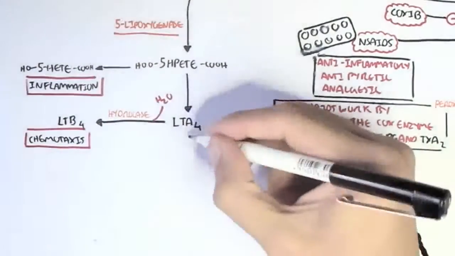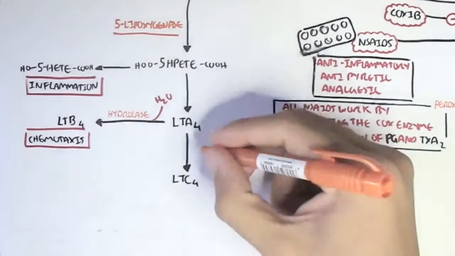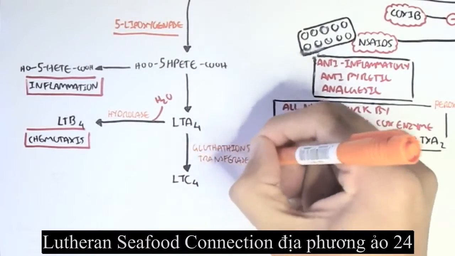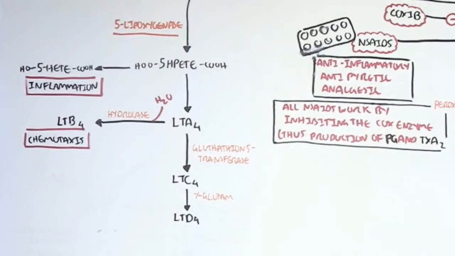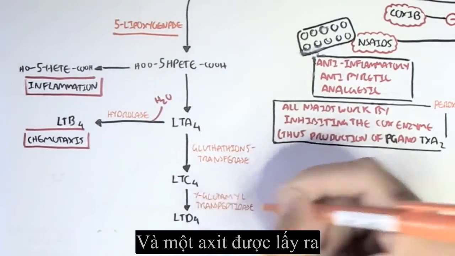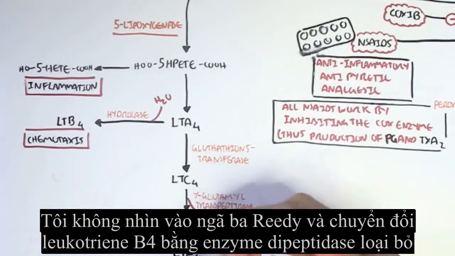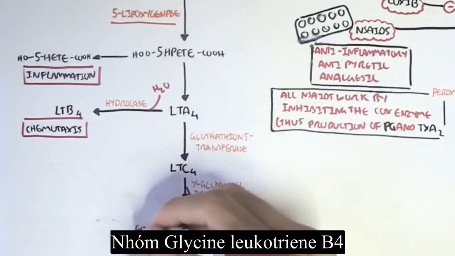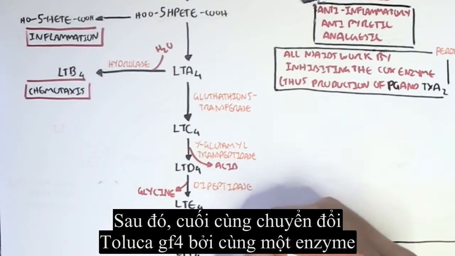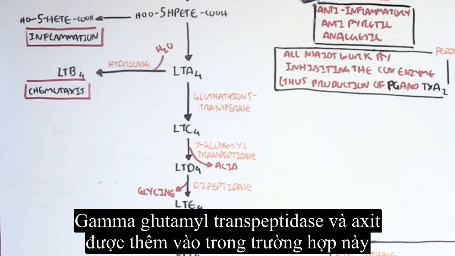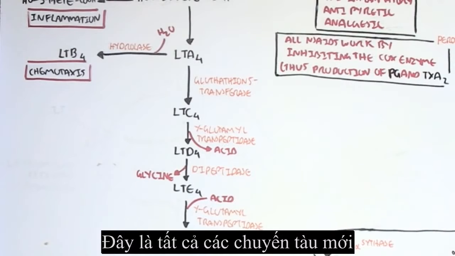Leukotriene A4 can also convert to leukotriene C4 by the enzyme glutathione S-transferase. Leukotriene C4 can then convert to leukotriene D4 by gamma-glutamyl transpeptidase, and an acid was removed. And then leukotriene D4 can convert to leukotriene E4 by the enzyme dipeptidase, removing a glycine group. Leukotriene E4 can then finally convert to leukotriene F4 by the same enzyme, gamma-glutamyl transpeptidase. An acid is added in this case. So these are all leukotrienes.